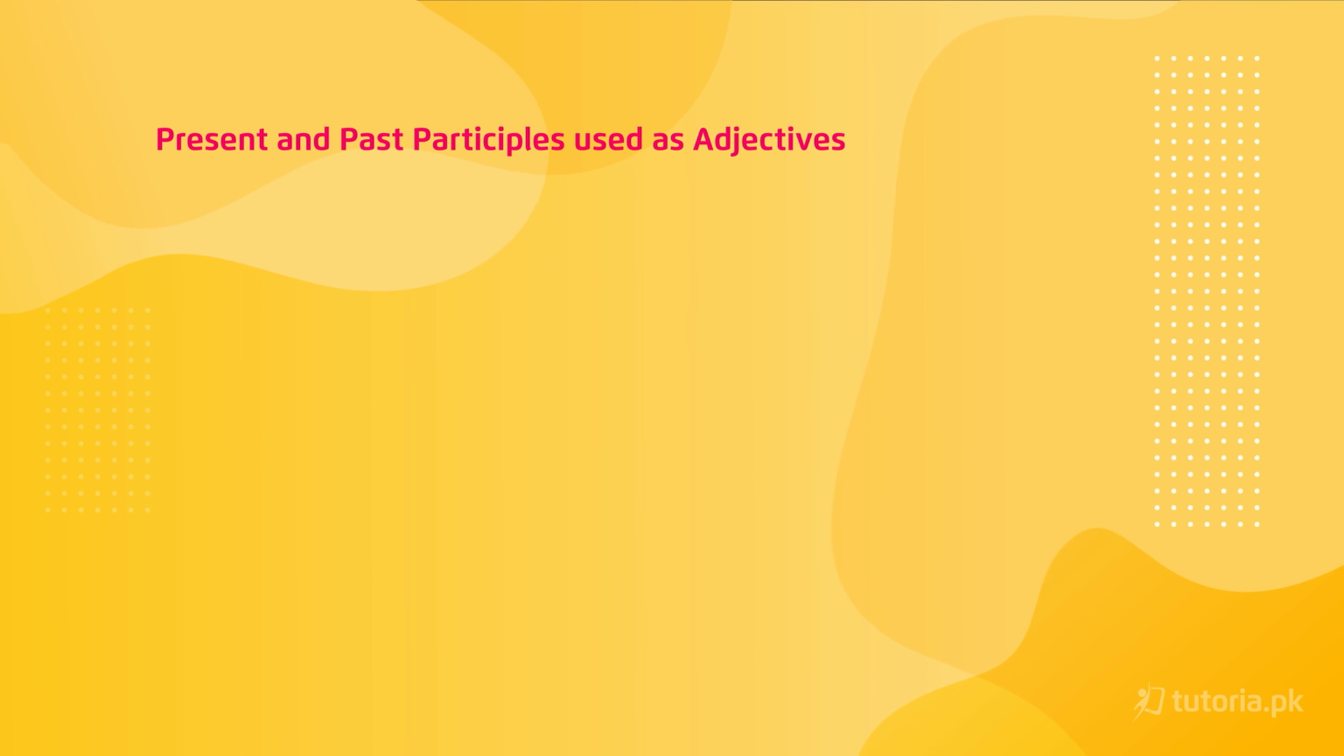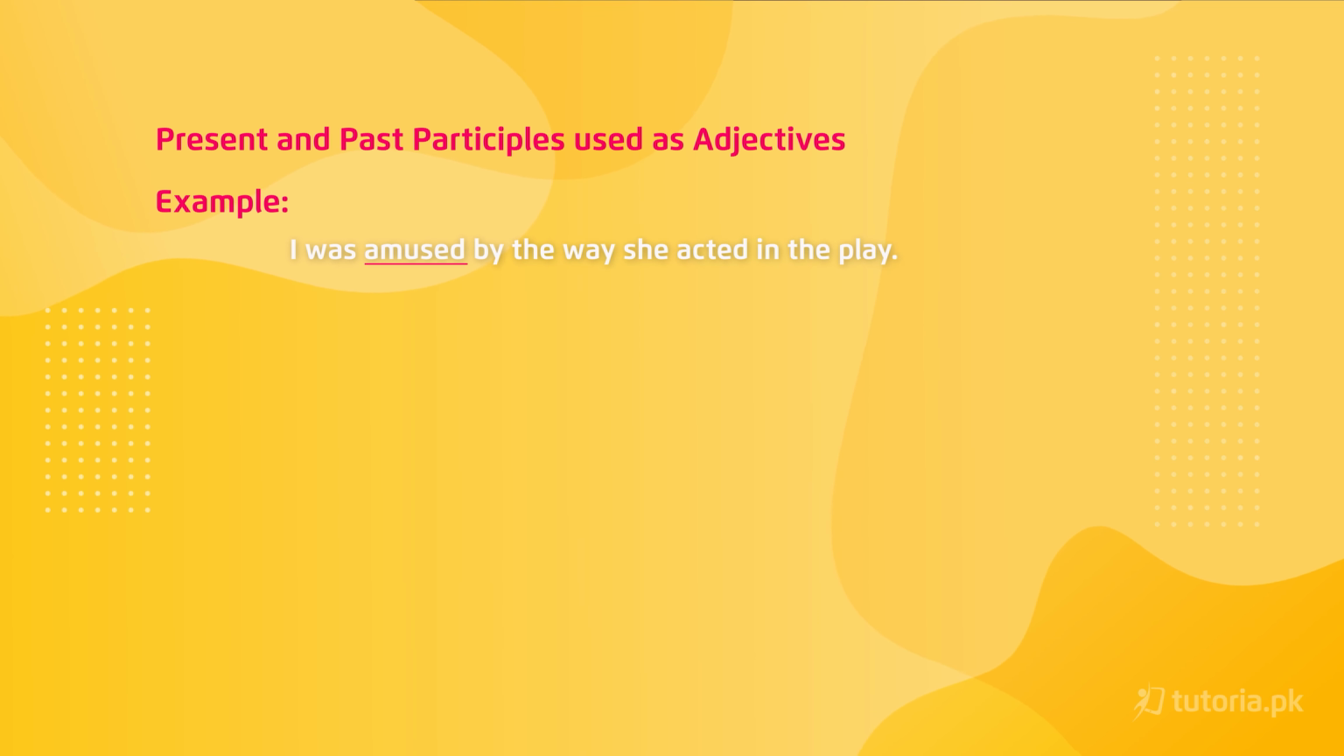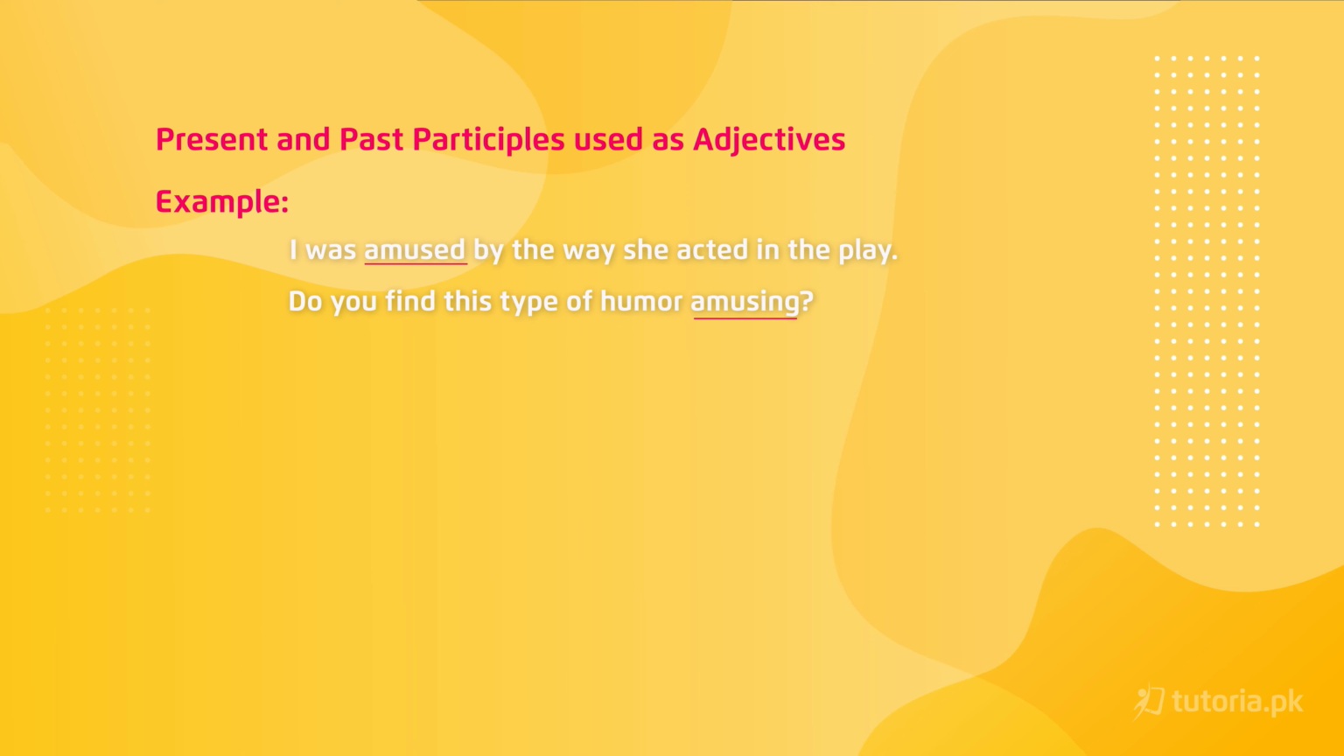Example is, I was amused by the way she acted in the play. अब amused जो है, वो verb की तरह नहीं आ रहा है, बल्कि past participle की तरह यूज हो रहा है. Second is, do you find this type of humor amusing? Again, amusing ing verb वाली form होती है, लेकिन यहाँ पे ये present participle की तरह आ रही है, क्योंकि ये humor को qualify कर रही है कि क्या तुम्हें ये humor amusing लग रहा है, तो it's present participle.